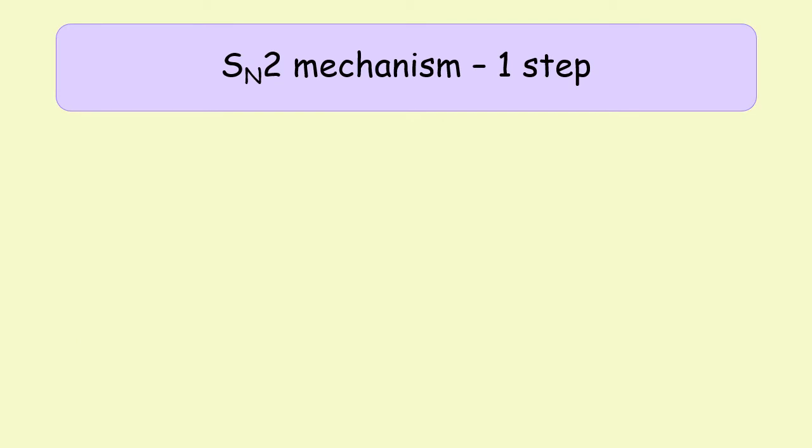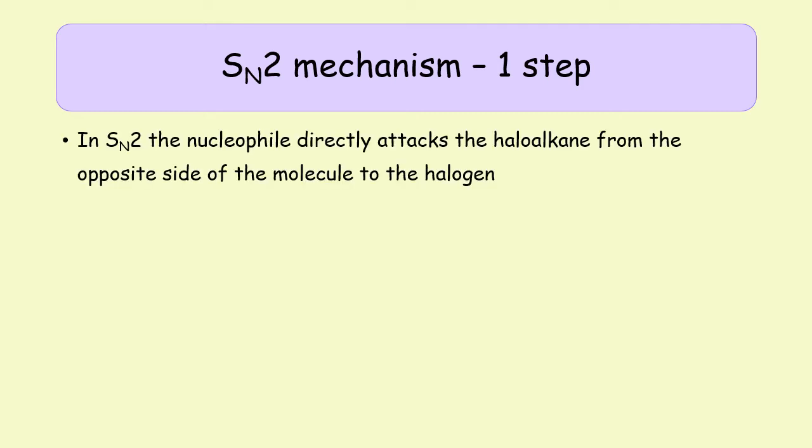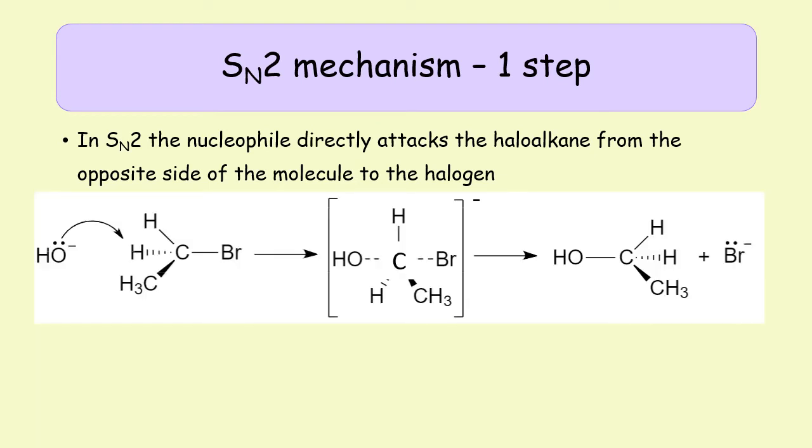In an SN2 mechanism, we need both the nucleophile and the haloalkane involved throughout. So the nucleophile will directly attack the haloalkane from the opposite side of the molecule to the halogen. So if we have our halogen on the right-hand side, as we do with that bromoalkane, the hydroxide ion, or nucleophile in this case, will be attacking. Now on this page, for clarity, that arrow is going to here, but this arrow should technically finish on the carbon atom, because that's what it's attacking.